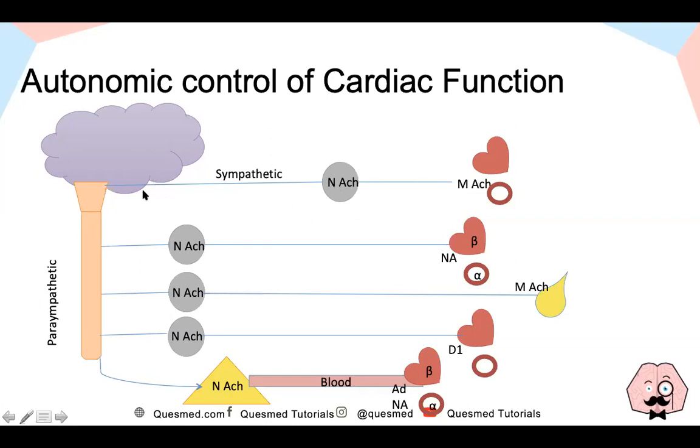In the parasympathetic nervous system, that's the one with the vagus nerve, we've got a very long presynaptic neuron and a very short postsynaptic neuron. Whereas in the sympathetic portion, we've got a very short presynaptic neuron and a very long postsynaptic neuron. The only exception is the adrenal medulla, where all we have is a presynaptic neuron. And then after that, it's the bloodstream which carries the neurotransmitters.